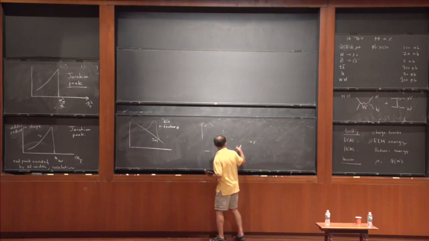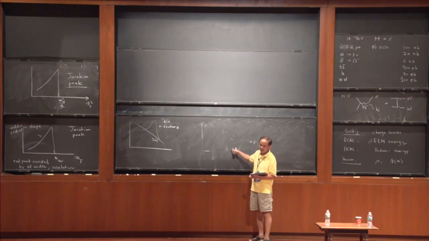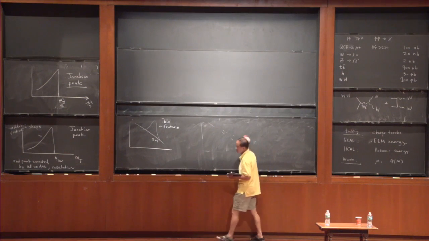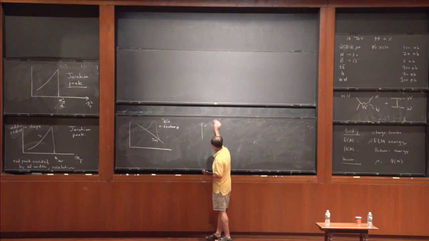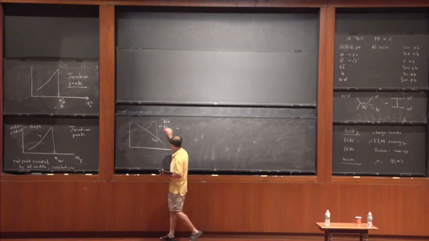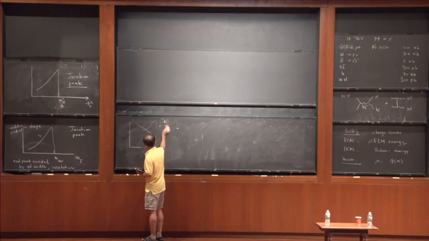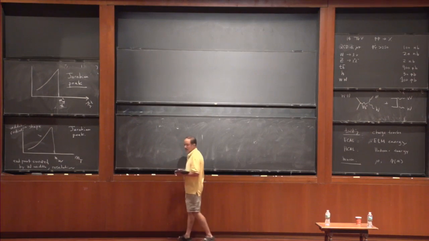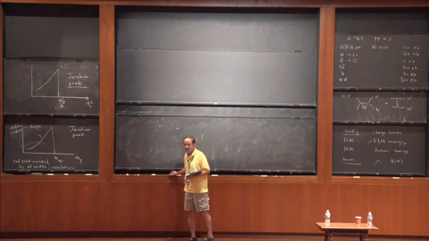What I wanted to do next is a couple of examples in this category. The new physics has no features, but we literally have to go close to the kinematical limit, and you just count the events. You see an excess on top of a projected background.